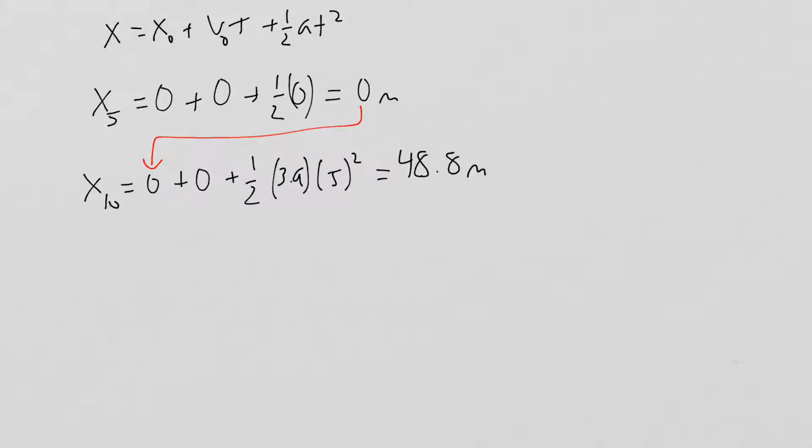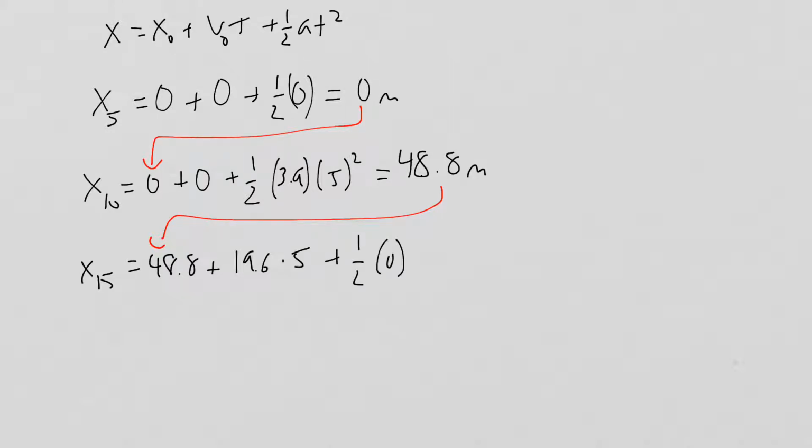Right? So at the end of 15 seconds, we take our starting position, 48.8. We know our initial velocity from part C, 19.6 times the time, 5 seconds. And then we have to add the acceleration, which in this case is 0. Right? So we plug all that in. And if we plug that in carefully, we get 147, actually. Right? 147 meters.